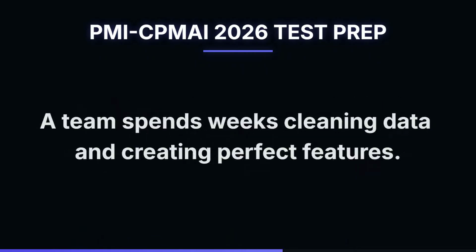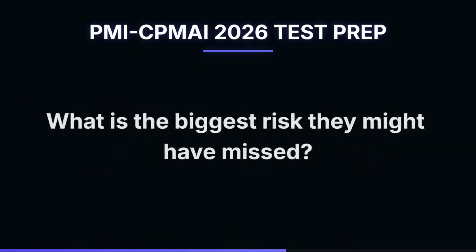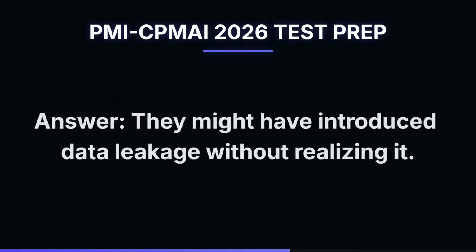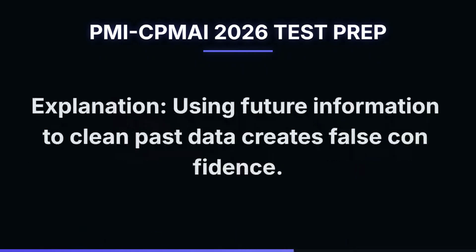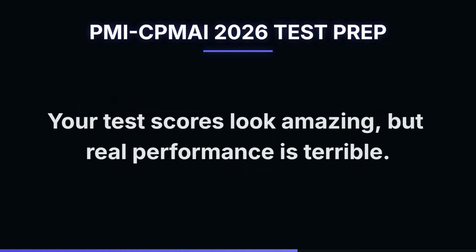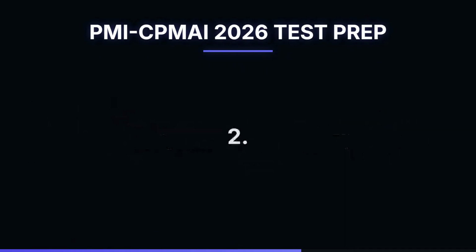1. A team spends weeks cleaning data and creating perfect features. What is the biggest risk they might have missed? They might have introduced data leakage without realizing it. Using future information to clean past data creates false confidence. Your test scores look amazing, but real performance is terrible.